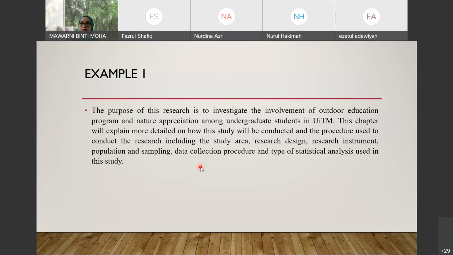Nadira says that the research objectives are missing. But then it says that the purpose of this research is to investigate the involvement of outdoor education programs. So that is the objective. Yeah, purpose is the objective. This is okay for me. If you want to give a more elaborate one, you may miss the problem statement. You know the issue about this. What's the reason? You know what causes the research to be conducted?